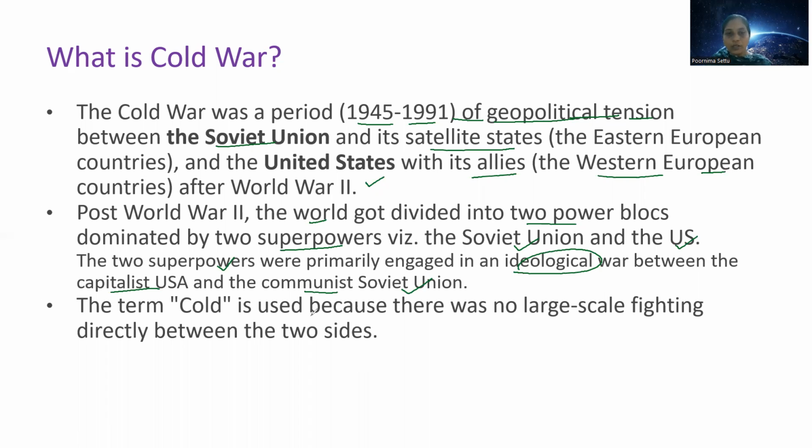Here the term cold is used because there was no large-scale fighting directly between the two sides. Let me give you an example. Let us consider two countries A and B. Instead of fighting directly, they will fight with the help of the countries C and D. That's what happened here, so we call it a Cold War.